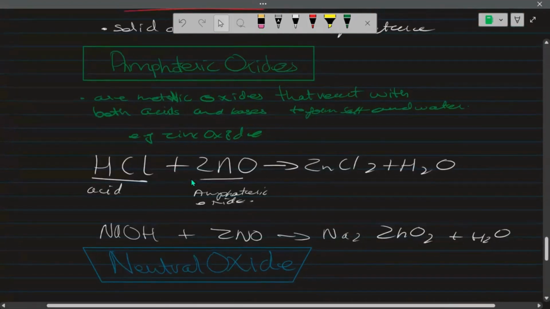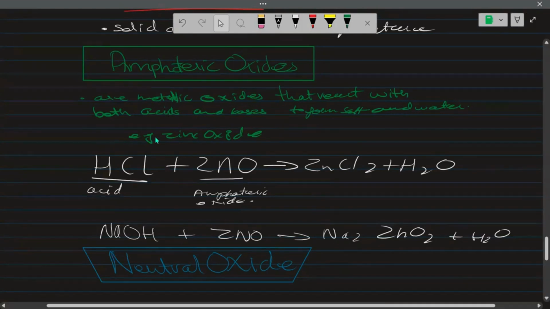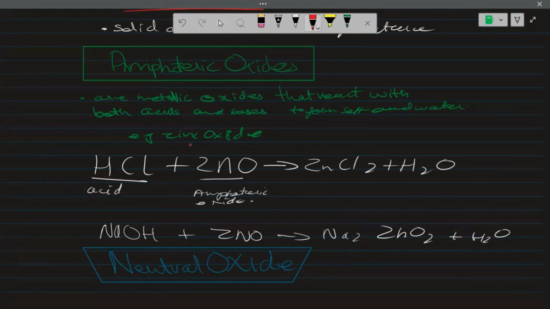Now let's go on to amphoteric oxide. What are amphoteric oxides? They are metallic oxides that react with both acids and bases to form salts and water. An example is zinc oxide. Basically, they are metallic oxides that react with both acid and bases to form salt and water.